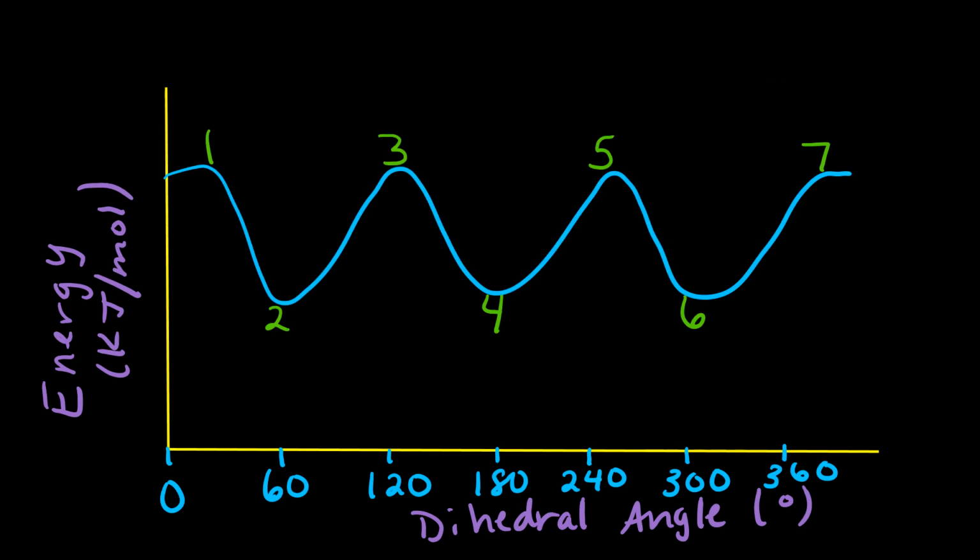If we were to plot this energy out and generate a curve, you would see that we get a sinusoidal-shaped curve, and the difference between the maxima and the minima is going to be 12 kJs per mole. And that's a reflection of these eclipsing interactions that are taking place up here.